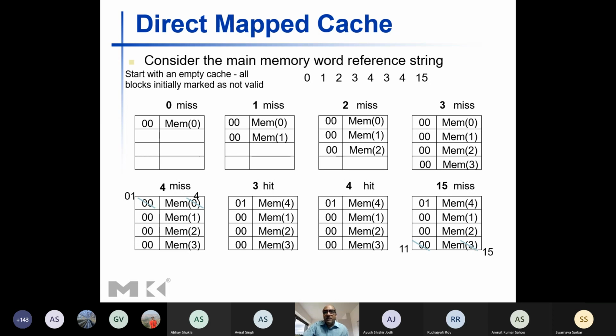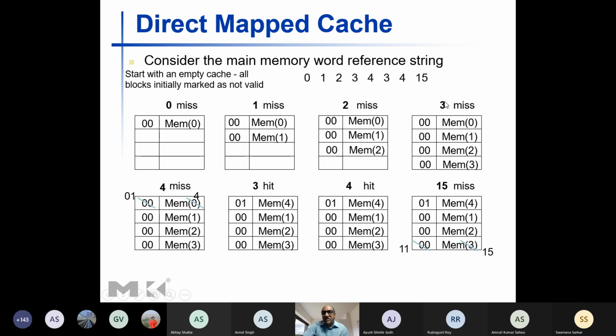So for these 8 or 9 references, if you look here, out of these 8 references we got about 6 misses, and there are 2 hits. That means you can see these 3 and 4 were already called earlier. So therefore we can make use of them for reuse, right?